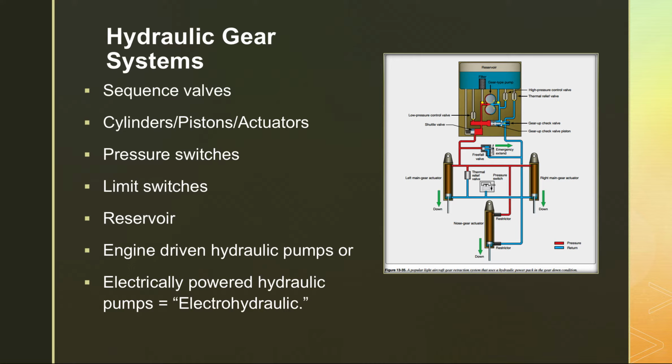When we talk about the piston that moves your landing gear, we call it a cylinder. It's a hydraulic cylinder, or it's a piston, or it's an actuator. Three different names for the same thing, but that's usually the shiny chrome part that's going to go through a seal into a larger housing, and hydraulic pressure moves that one way or the other.